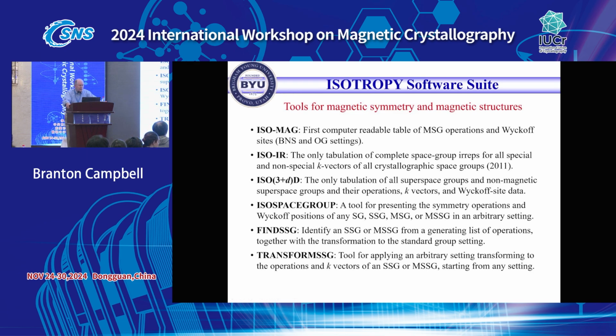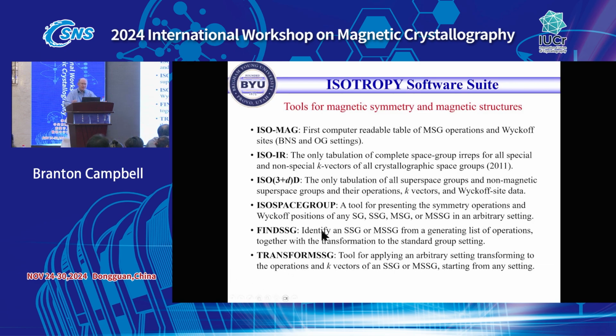The ISO 3+D dimensional website is a tabulation of superspace groups and also magnetic superspace groups now. It has all of the group operations, Wyckoff site information, k vectors, and so on. So that includes data that you can browse and also things that you can download. The ISO space group tool is a little bit newer. It's just a tool for exploring the symmetry operations, in a user-friendly and convenient way for each of these commensurate and incommensurate magnetic and non-magnetic groups.